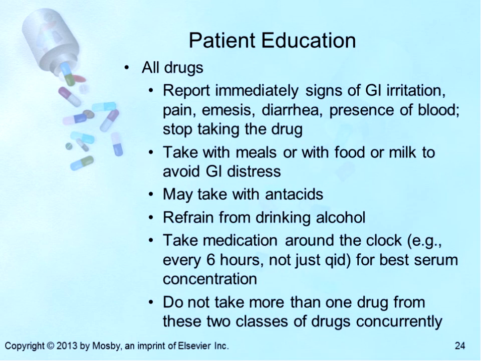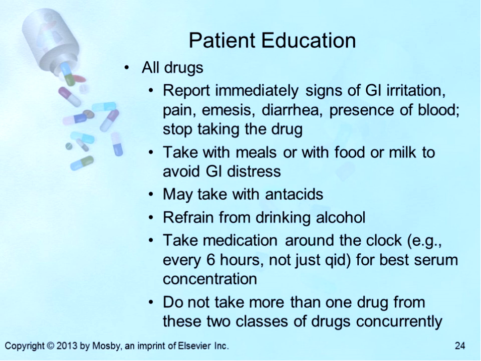For patient education, all these drugs can cause serious GI bleeding. The patient should report any signs of GI irritation, pain, emesis, diarrhea, or the presence of blood. They should stop taking the drug immediately and call their provider. The patient should take these medications with meals or with food or milk to avoid GI distress. A full glass of water is also recommended. The patient may take these drugs with antacids, but they should refrain from drinking any alcohol.